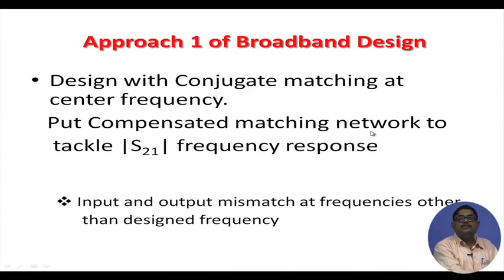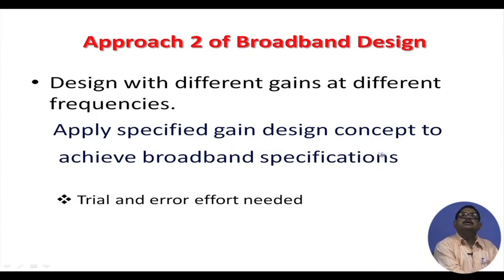Now, what you do, you know that you have designed for a center frequency, and at other frequencies, either lower or higher than the design frequency, the S21 will fall. You have a matching network which will compensate for that change in S21. But obviously, due to this matching network, input and output mismatch at frequencies other than the design frequency will come, and you will lose some power in the mismatch. So, this is one of the designs. By knowing conjugate matching and impedance matching, you can attempt this. People many times do this, but let us see another approach.